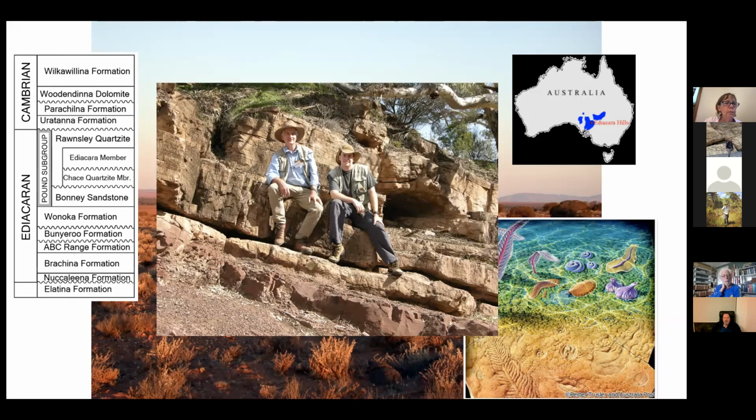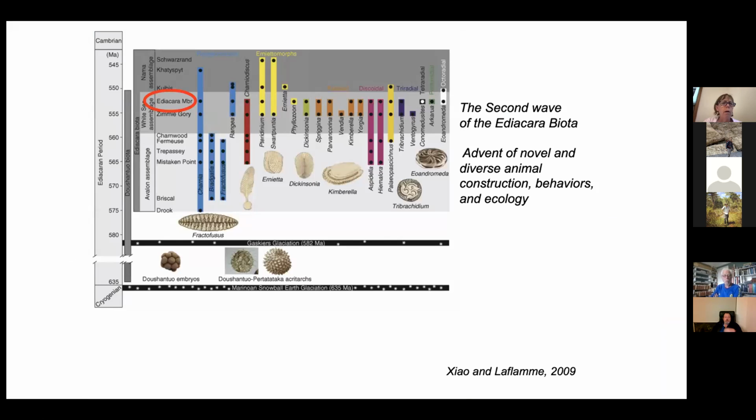The Ediacara member, for those of you who think about Ediacaran fossils a lot, is part of the White Sea assemblage. There are three assemblages of Ediacara fauna: the Avalon, the White Sea, and the Nama. The Ediacara member is one of the middle ones. During this period, there is the advent of novel and diverse animal constructions, behaviors, and ecology. We would also add to this a time when there are diverse and complex organic surfaces.